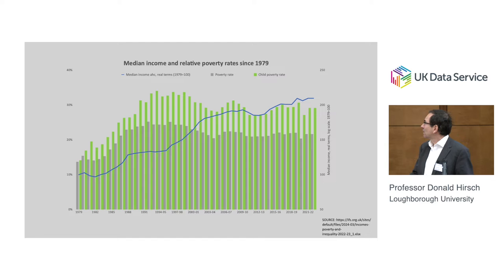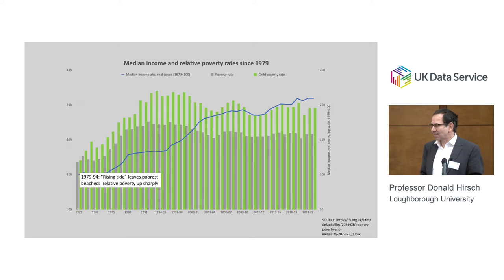So what I've looked at over this period is this: the bars are showing poverty rates, with the green ones child poverty rates and the grey ones general poverty rates. This is relative poverty, that's numbers of people in households with below 60% median income. And the blue line, which I put on a log scale because I want to show the rate of change, shows what the median income actually was. So it's relevant to know both how many people are living below a certain level and also what that level is. And I would identify three periods, which I think are very interesting, that come out of this chart.